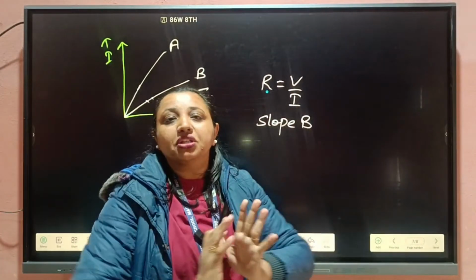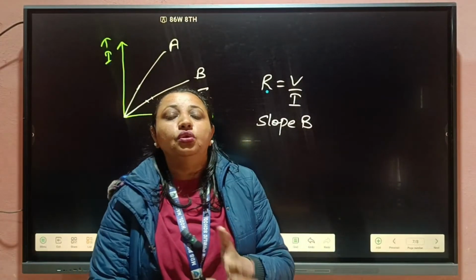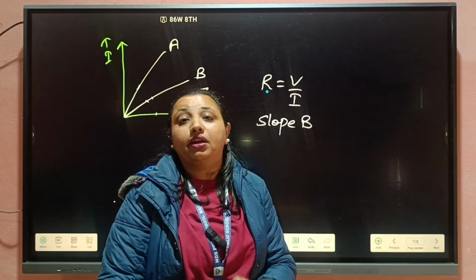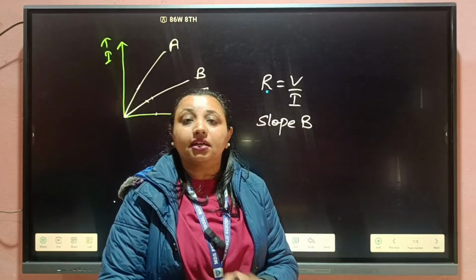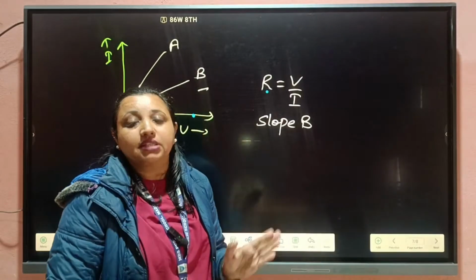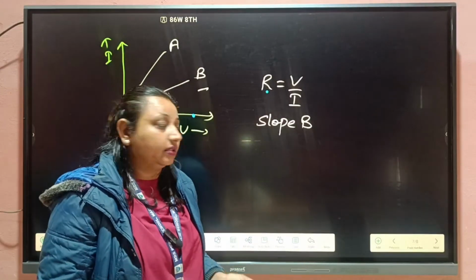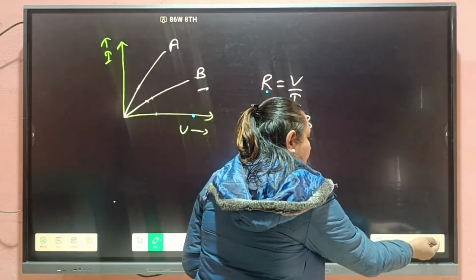So these type of questions may be asked from the Ohm's law. So what is Ohm's law? V is directly proportional to I. That means potential difference applied across the ends of the conductor is directly proportional to the current flowing through the conductor. That means V is directly proportional to I, V is equals to IR, or R is equals to V upon I. This is Ohm's law.